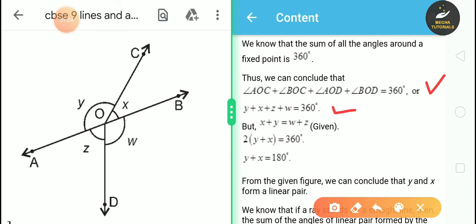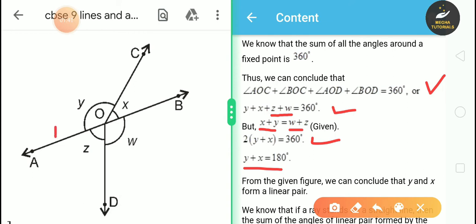or y plus x plus w plus z is equal to 360 degrees. Now it is given that x plus y is equal to w plus z. So in the above equation we can replace w plus z by x plus y. So we will get 2 times (y plus x) is equal to 360 degrees. Then 2 will transpose to the RHS, so we get y plus x is equal to 360 degrees upon 2, that is y plus x is equal to 180 degrees.